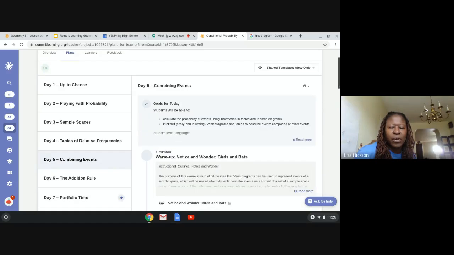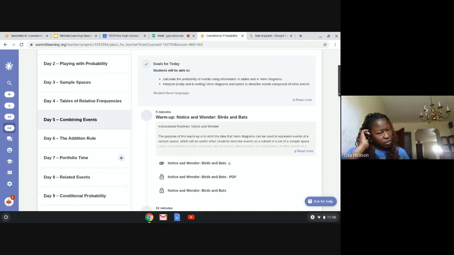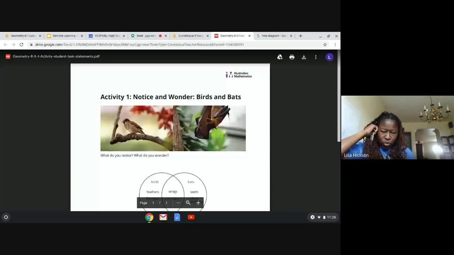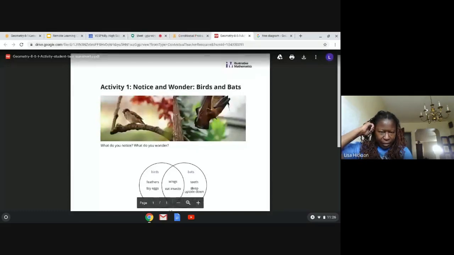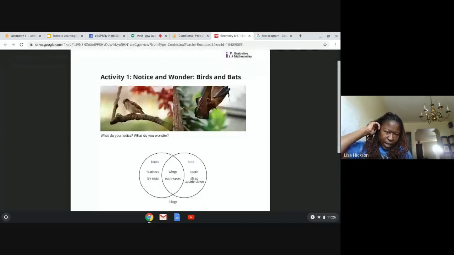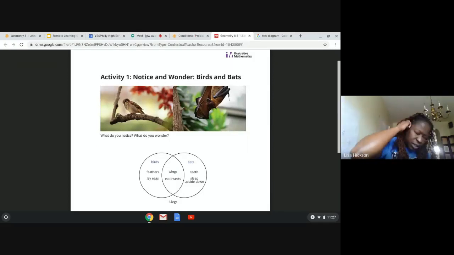All right. Once again, we are using our cyclical math talents. Something that you have seen before is coming back. All right, can everybody see? Activity 1, notice and wonder. Birds and bats. Remember, notice and wonder just gets us thinking before we move into the concept. So now, general question. What do you notice? What do you wonder?